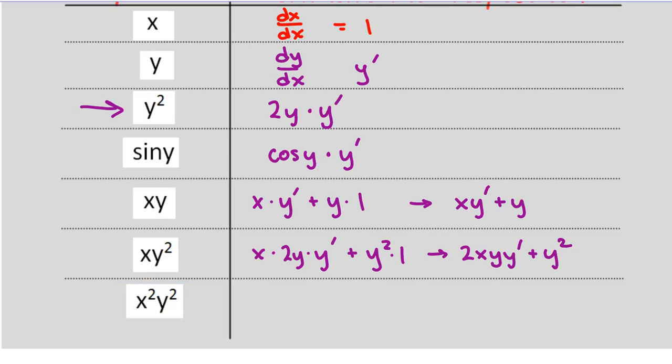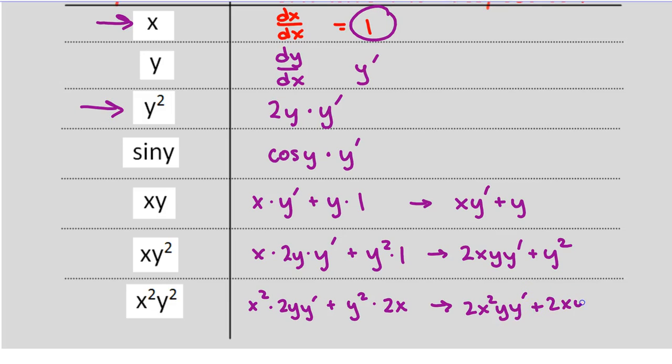And then another product, slightly more complicated. So the first, x squared, times the derivative of the second, 2y y prime, plus the second, y squared, times the derivative of the first, 2x. Now, you could call it 2x x prime. But what's x prime? X prime is just 1. And then we could simplify this and write it as 2x squared y prime plus 2x y squared.